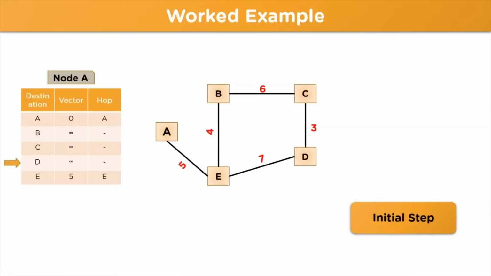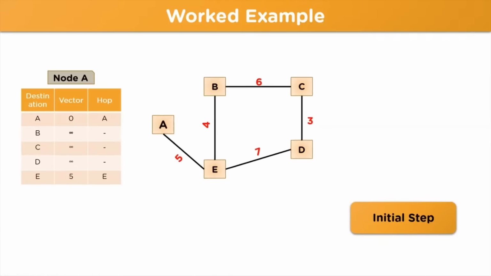And the same is the case with node D. And in the end, we have node E, that is the only directly linked node to node A. That means the distance given is 5. So the network vector is 5.